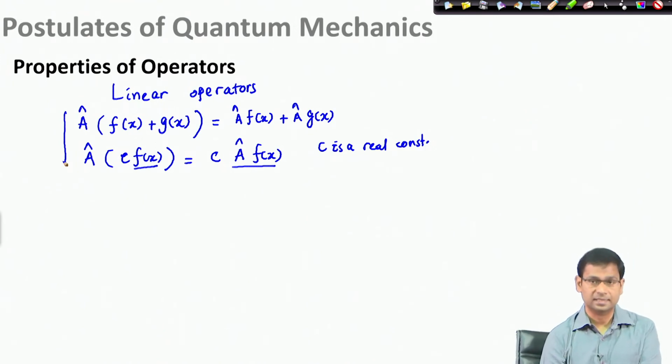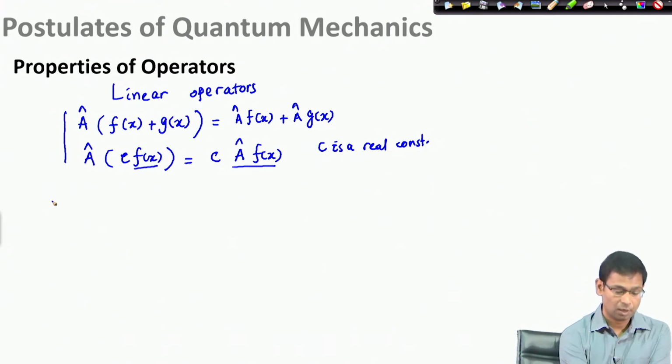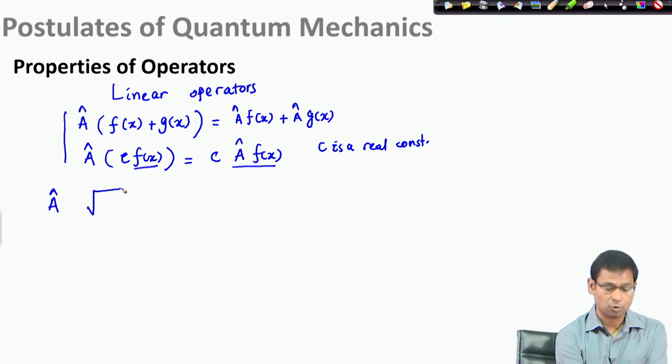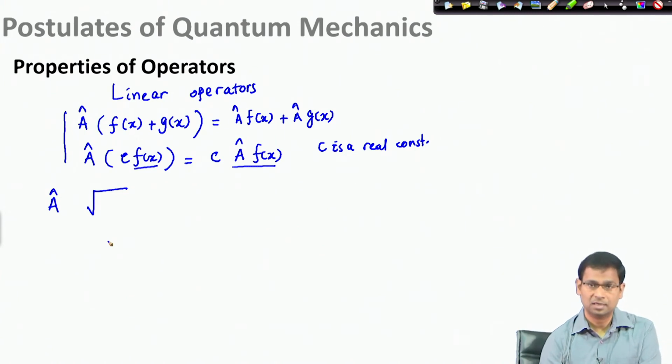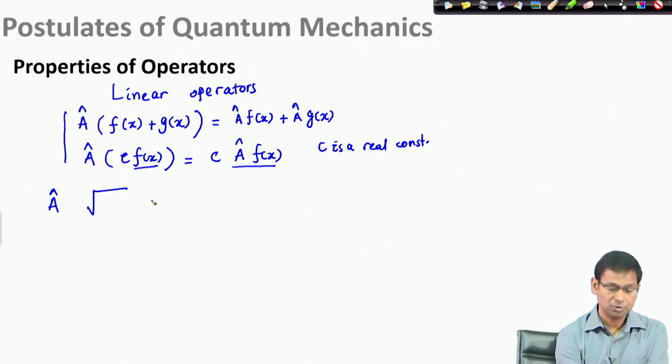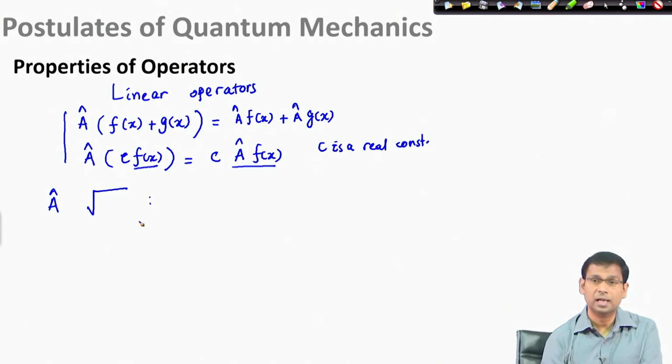So, let us take an example. Let us say my operator is a square root operator. What does a square root operator do? A square root operator, when it acts on a function, simply gives you the square root of that function. So, do you think this would be a linear operator?